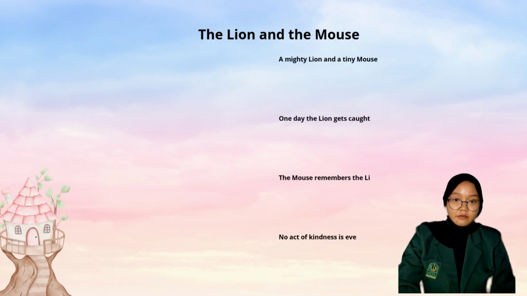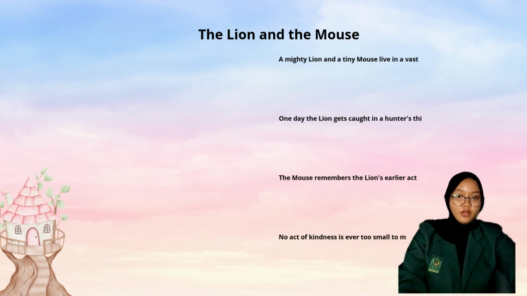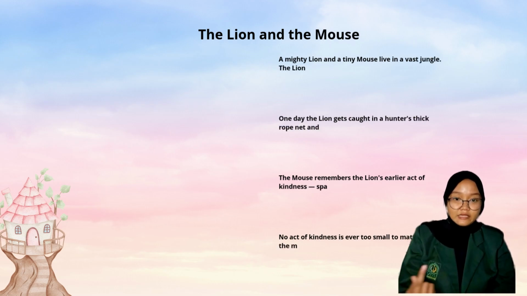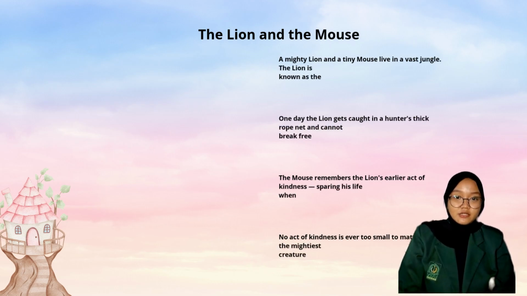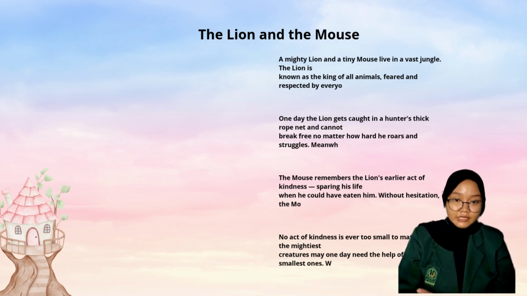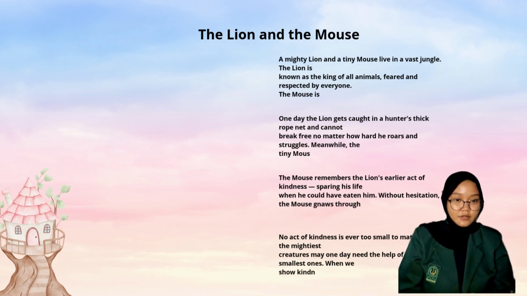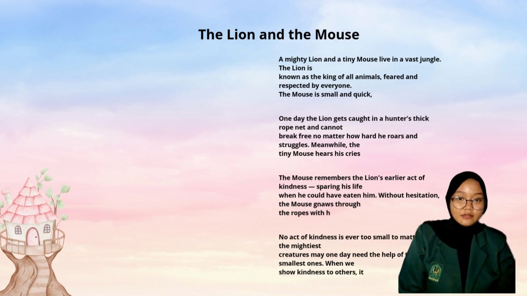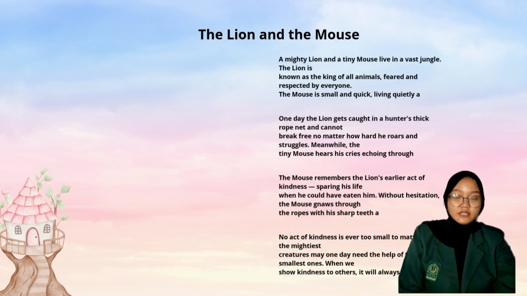This is our example for making an outline. For the first, you must decide about the topic. So I will choose a fable. I choose the topic, the lion and the mouse. And the next part is orientation.